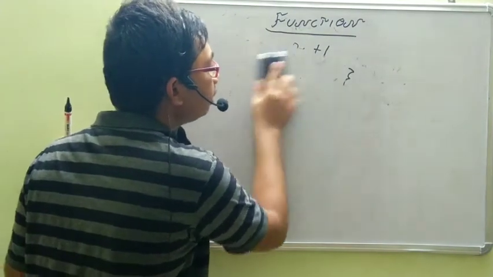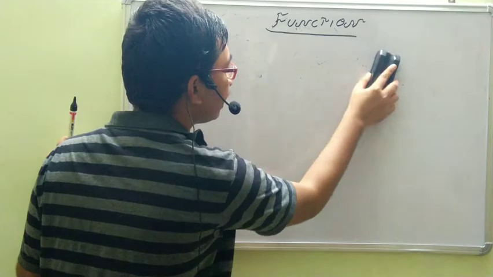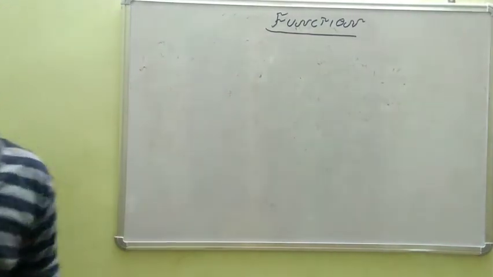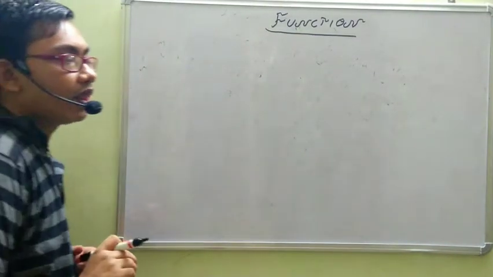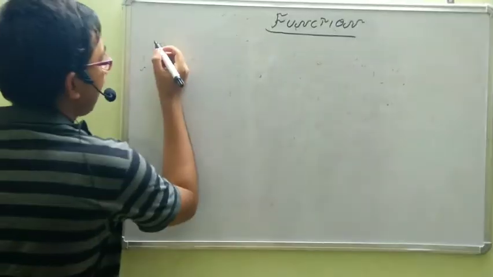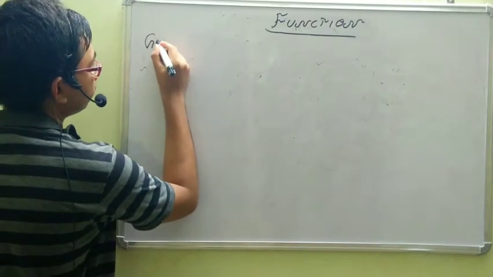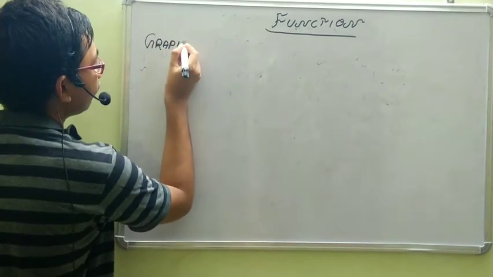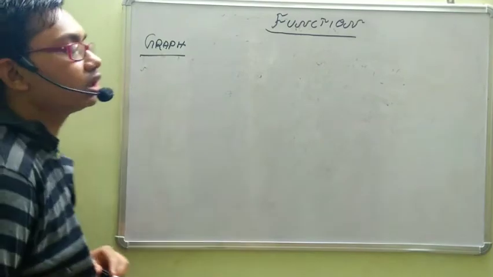Now, we will discuss a unique feature of function. Alright, unique feature of function which is not found in relation. That is graph. Graph of a function. What is graph?